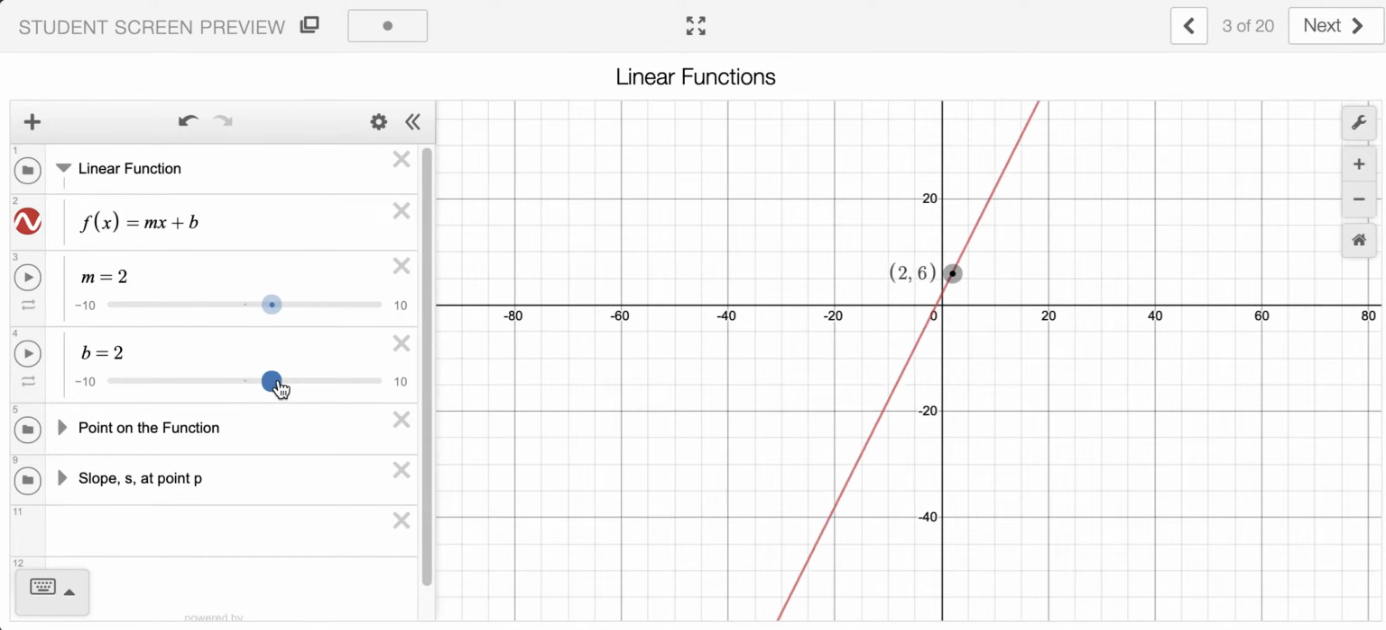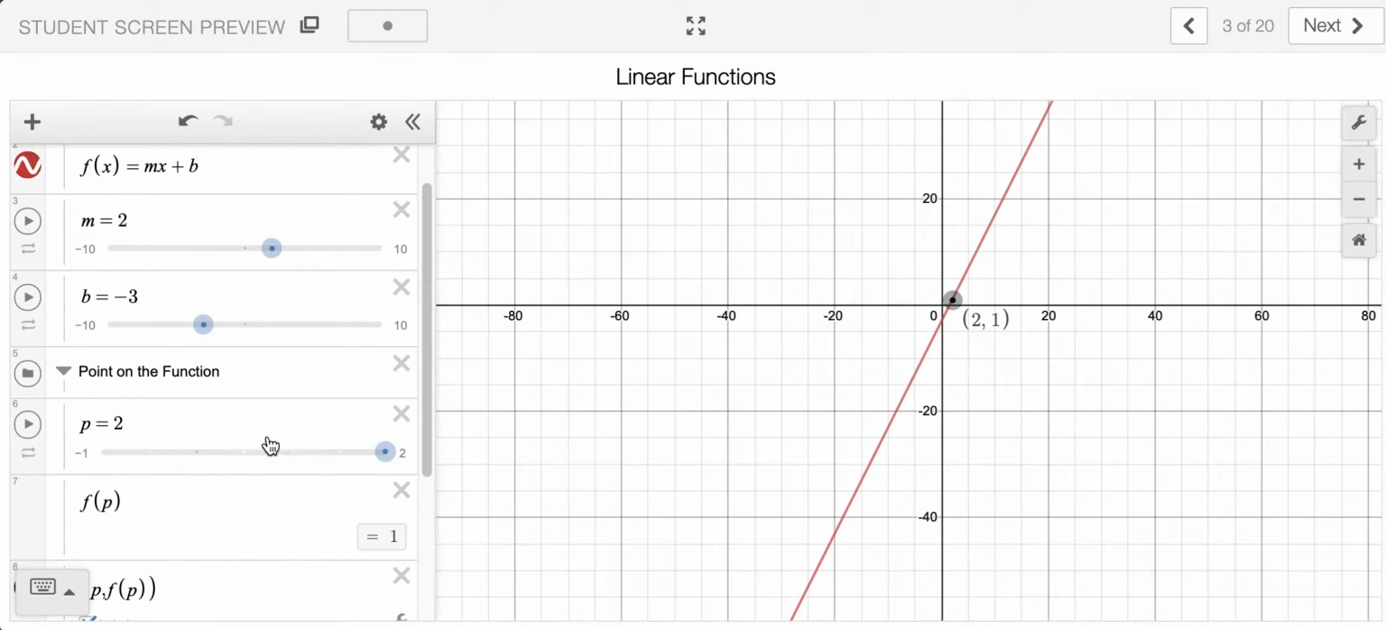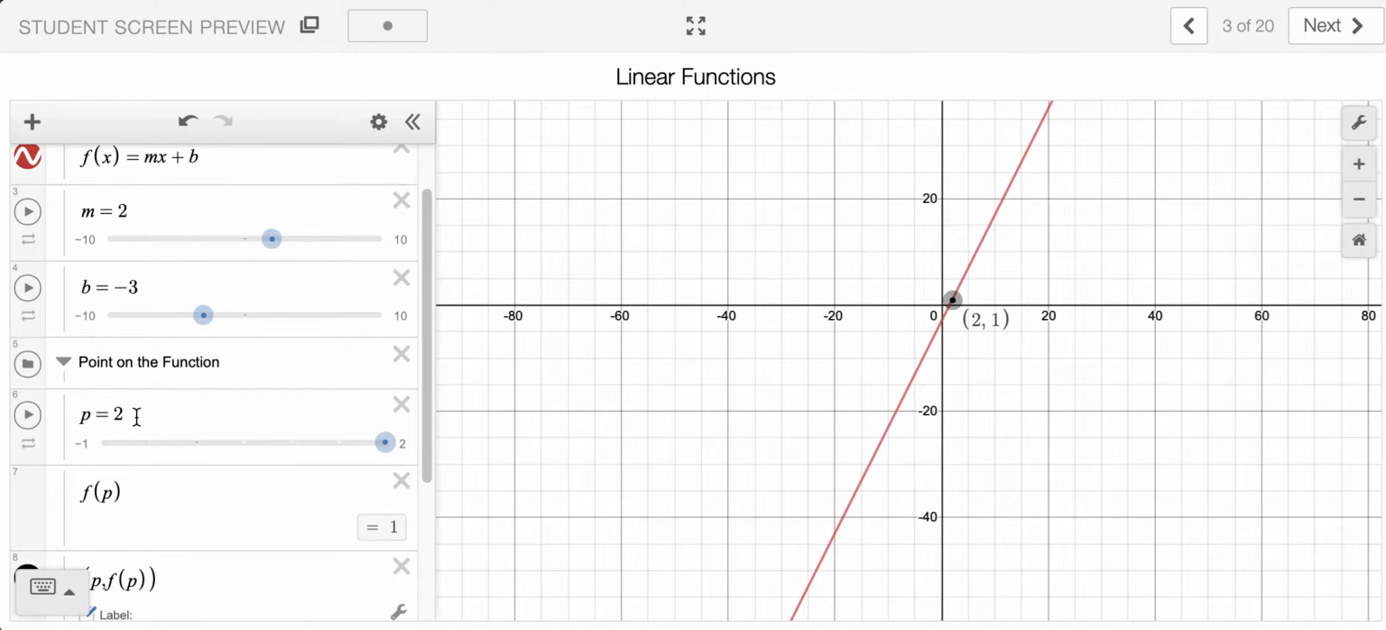So I'm going to make that 2 and -3. That's my function, f of x equals 2x minus 3. My point on the function, 2, 1, is determined based off of this folder. So I click the arrow here. You can see that it's establishing point P as the relevant point.